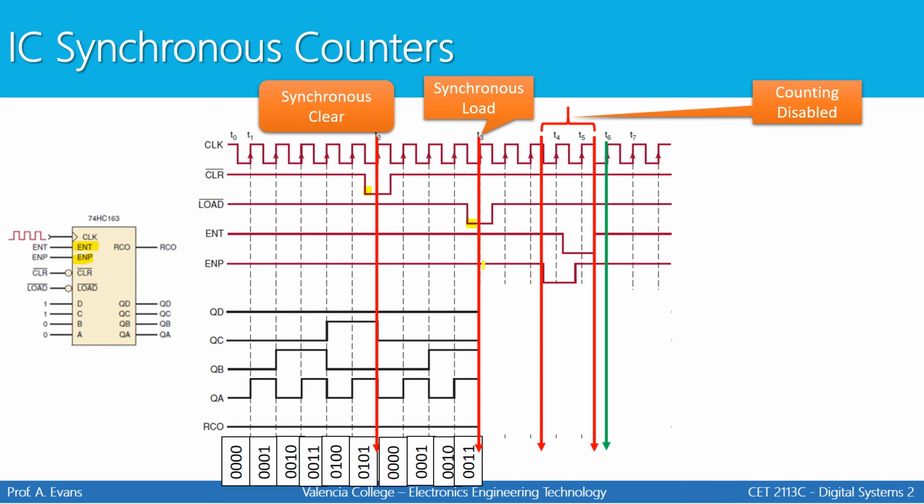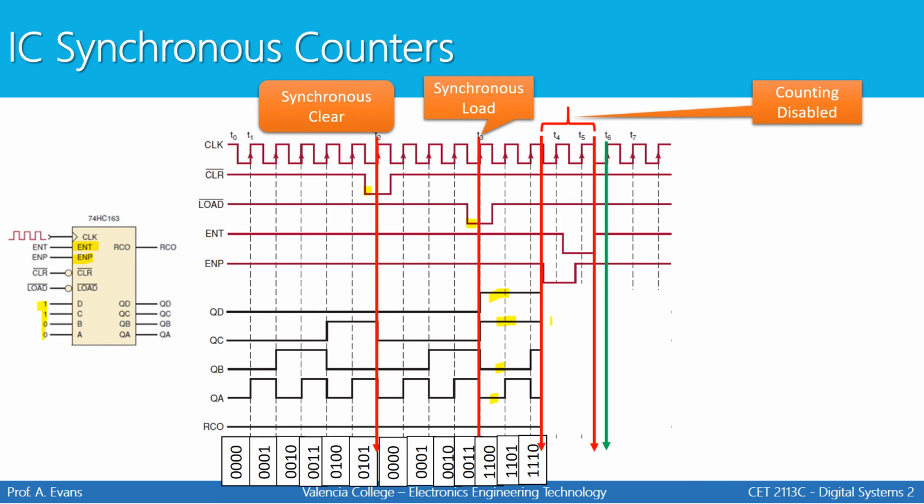Now we get to this point right here, where we're going to load. And what value are we going to load? Whatever value has been applied right here. So we're going to load 1100 into the counter. And you'll see that right here: 1, 1, 0, 0. And once we load, on the next applicable clock transition, it'll just count from there. So we have 1100, 1101, 1110. It's counting up once again.